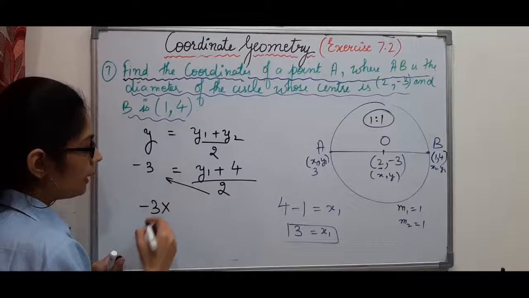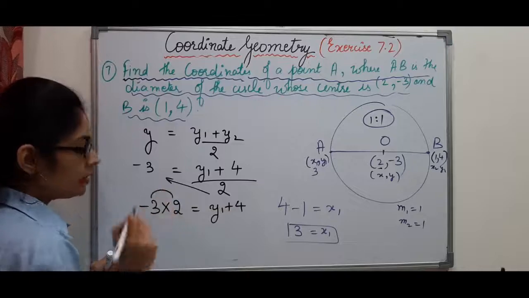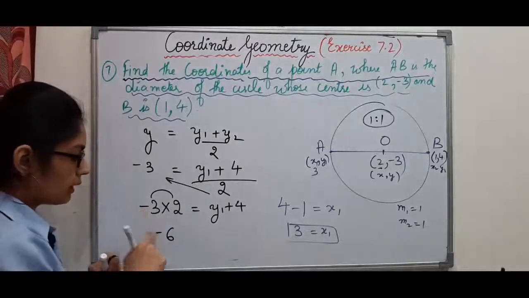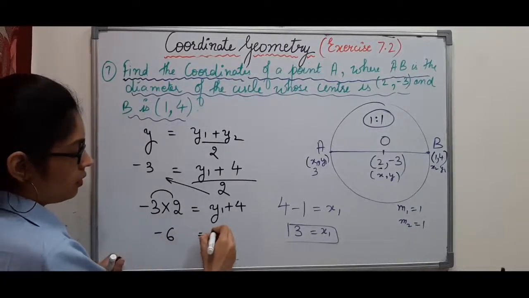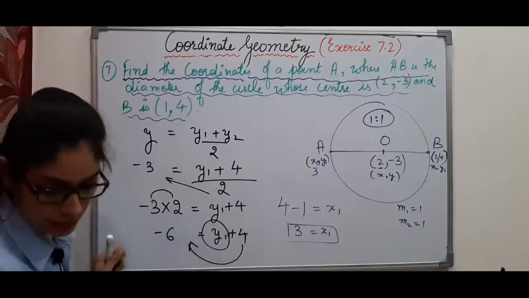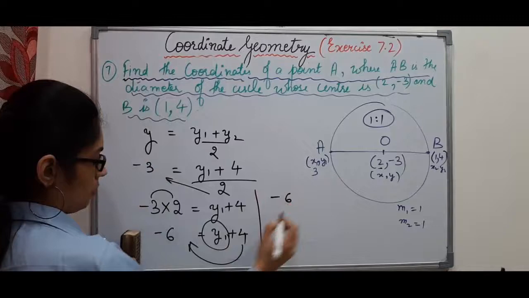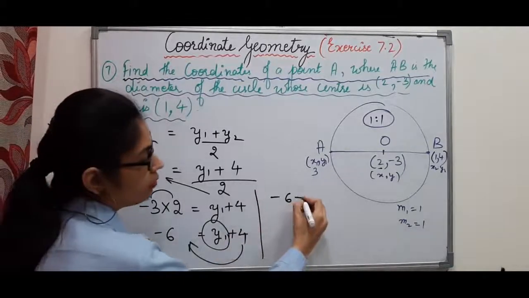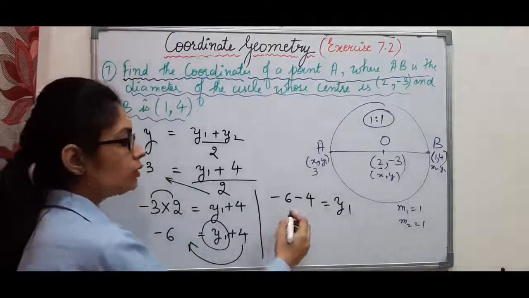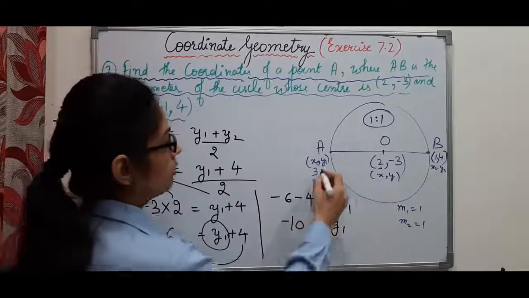This 2 is getting divided on this side, we will shift it to the other side. So it will get multiplied with minus 3. So minus 3 into 2 is equal to y1 plus 4. Minus 3 into 2 will be minus 6, because 3 into 2 is 6. So this minus sign we have to write as it is, y1 plus 4. We need the value of y1, due to which this 4 will shift to this side. So we are left with minus 6 plus 4. On changing the side it will be changed to minus 4, equal to y1. Minus and minus is plus, so 6 plus 4 is 10 with a minus sign, so minus 10. The value of y1 will be minus 10.